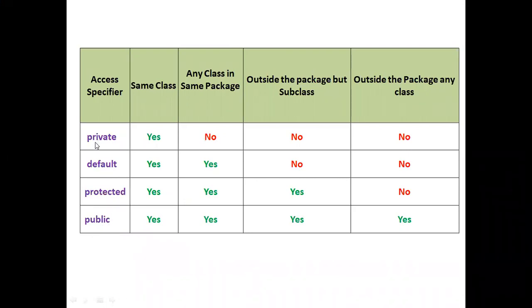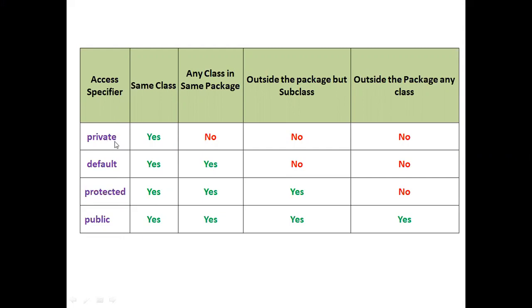Let's start with private. The private keyword can be given only to methods and variables, I mean the data members. The private access specifier cannot be given to a class. The same goes for protected, which also cannot be given to a class. So private and protected both cannot be given to a class. Both can be used only on a data member, I mean variables and methods.